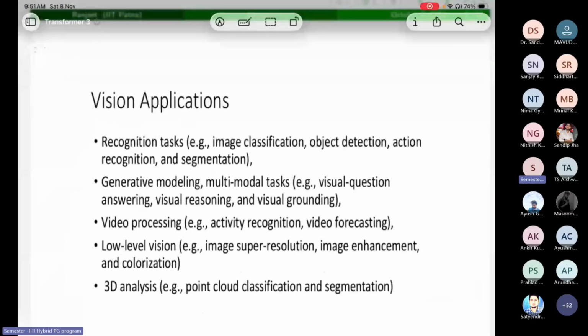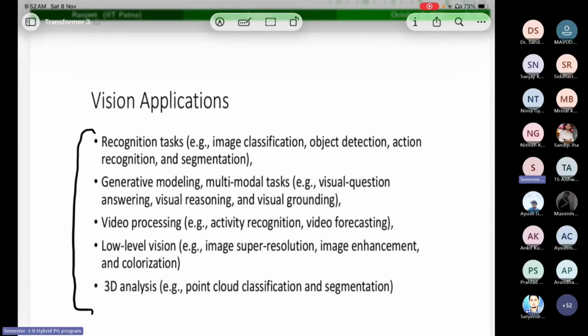Now I said that in vision applications also people started to use it. For image-based and video-based problems, they started to use the transformer around 2020. Later a huge number of papers came into the picture which solved different types of problems related to images, video, or computer vision. So these are the vision applications where a lot of transformer-based networks have already been used.